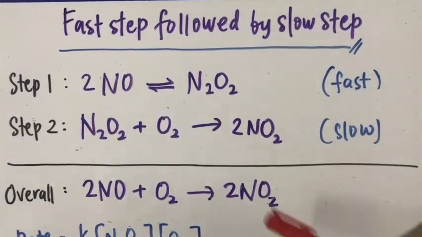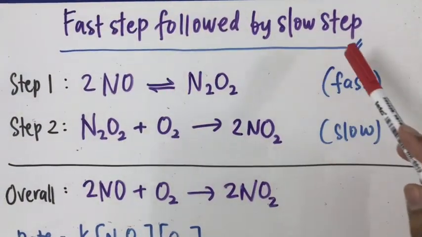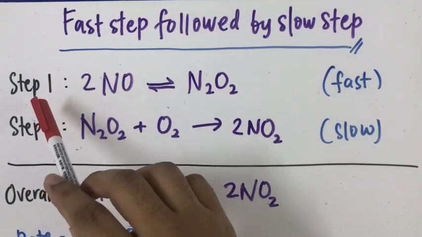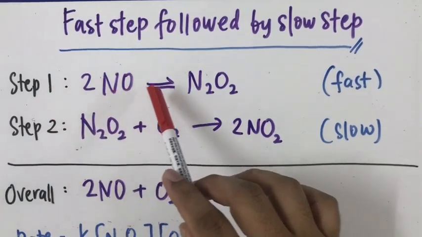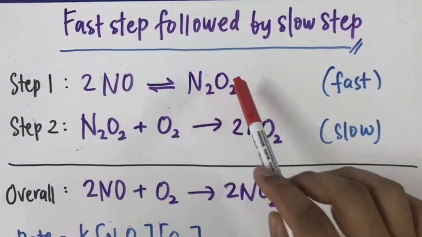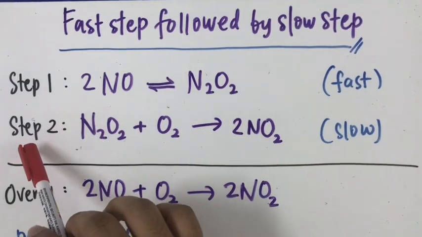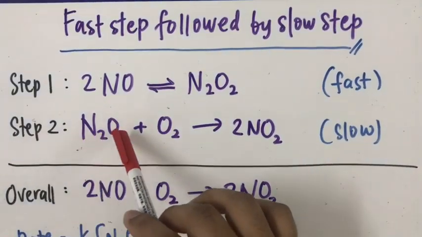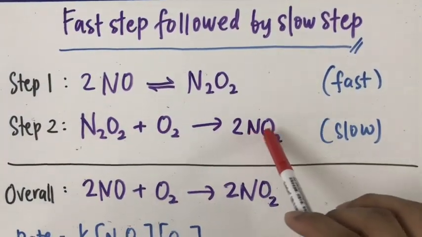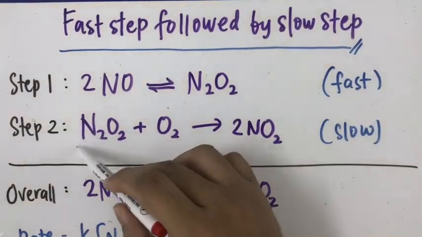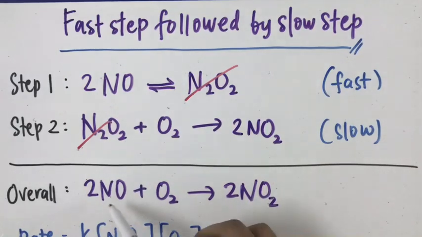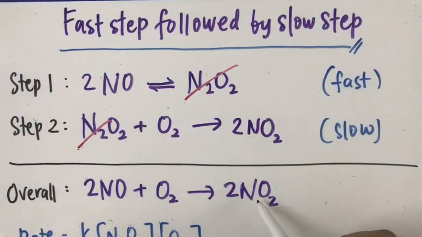Next, we have fast step followed by slow step. So the initial step here, step 1, is the fast step, where 2NO producing N2O2. And then step 2 is the slow step, N2O2 plus O2 producing 2NO2. So for the overall reaction here, we cancel out the N2O2, so we get 2NO plus O2 producing 2NO2.